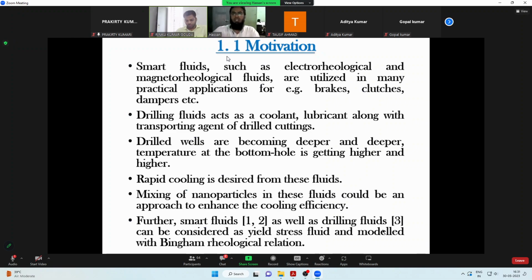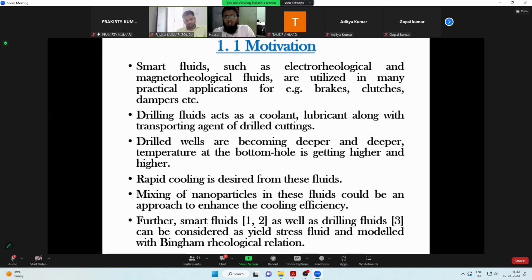So the motivation is some fluids such as electrorheological, magnetorheological fluids, you know, which are utilized in braking systems, clutches, dampers, in order to enhance its shock absorbing capacity. They act as these kind of fluids. Drilling fluids, drilling coolants, lubricants, along with transporting agents of drilling cuttings, they also behave in a similar fashion.